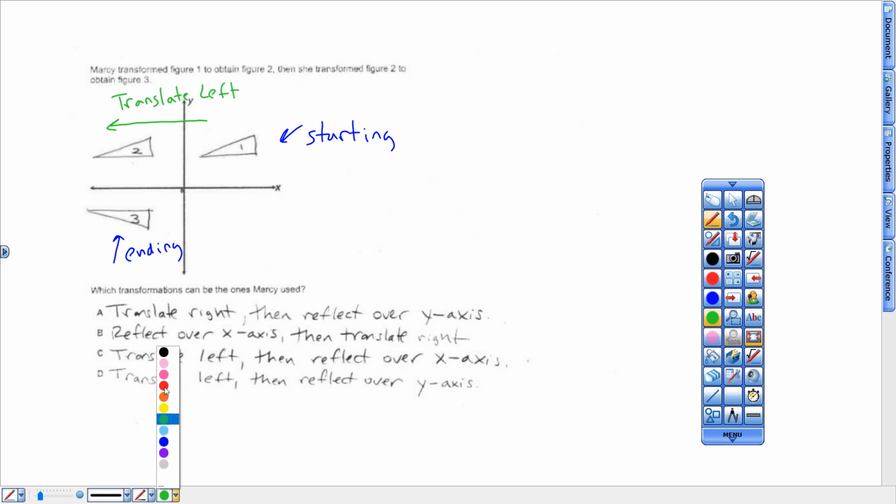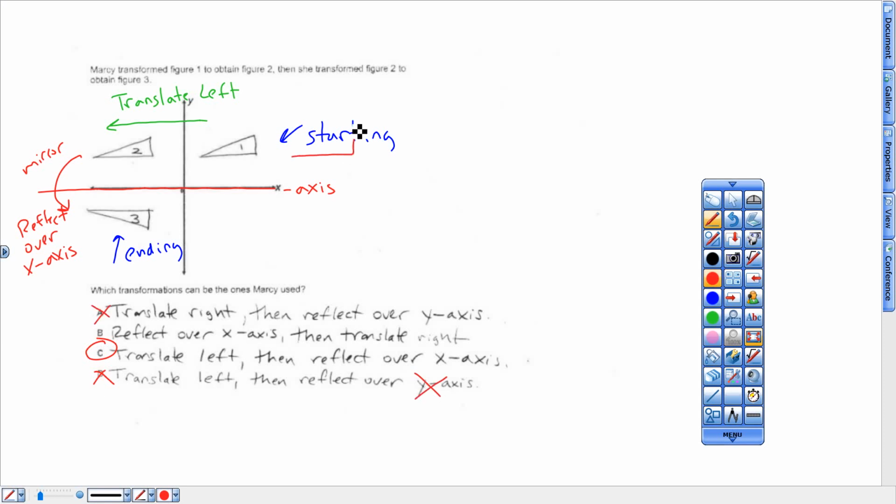And then I can see, then I'm doing a flip. I'm doing a mirror image over that x-axis line right there. This is the x-axis. So that is a translate left and then reflect over the x-axis, not the y-axis, x-axis. And you can see the only one that works right there is translate left, reflect over the x-axis. This one's close, but it says reflect over y. This one says translate right, which you're moving over here, and that's not what I did.